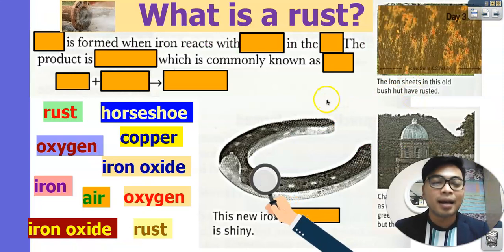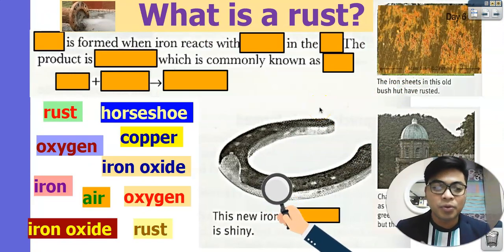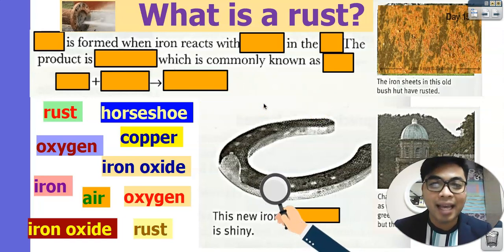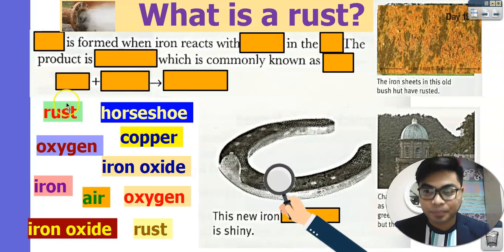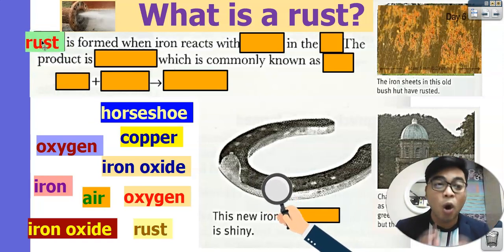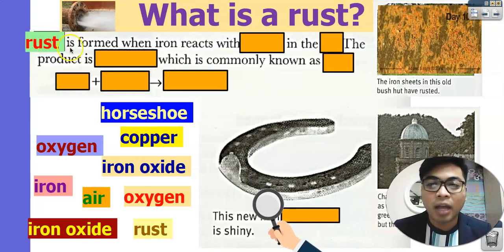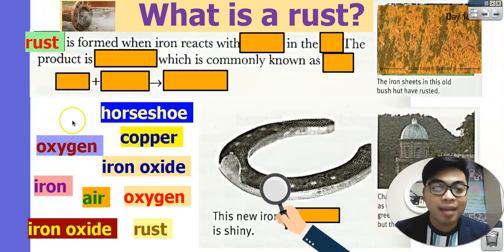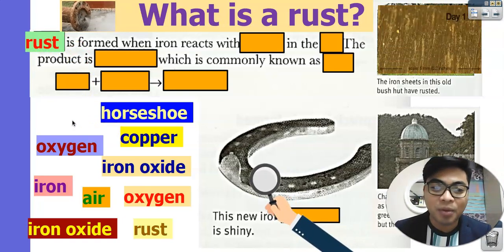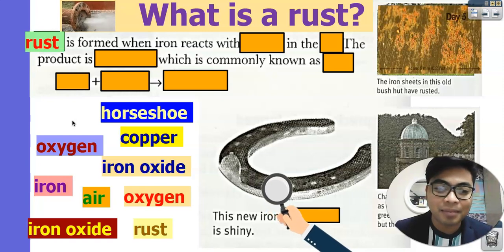So to discuss more about that, let's define first what is rust. So rust is formed when iron, and only iron, take note of that, reacts with a certain kind of element present in air and water. What is the common element found there?